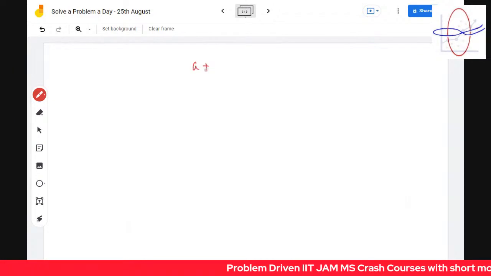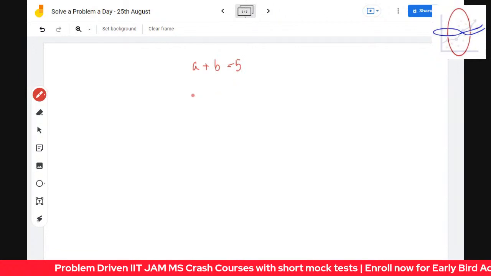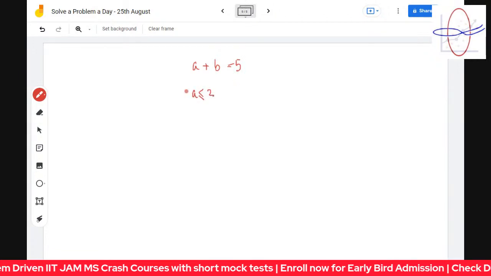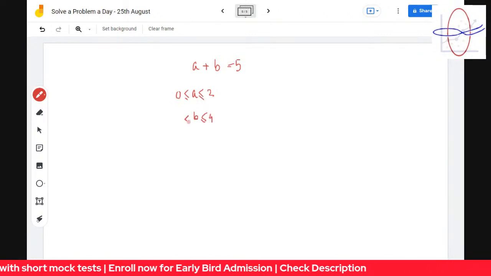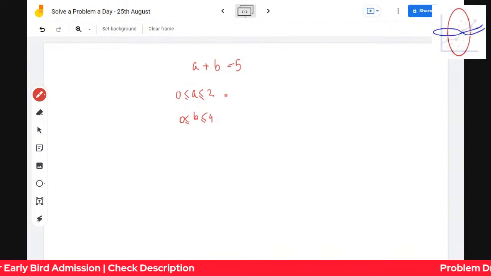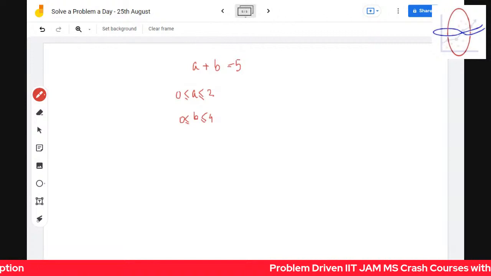And let's say A plus B is equal to 5, and we have A less than equal to 2, greater than equal to 0, and B less than equal to 4, greater than equal to 0. Okay, such that we want to find this, and the only solution you can find out is 1, 4, nothing more, right? There's only one solution. So let's try to find out.